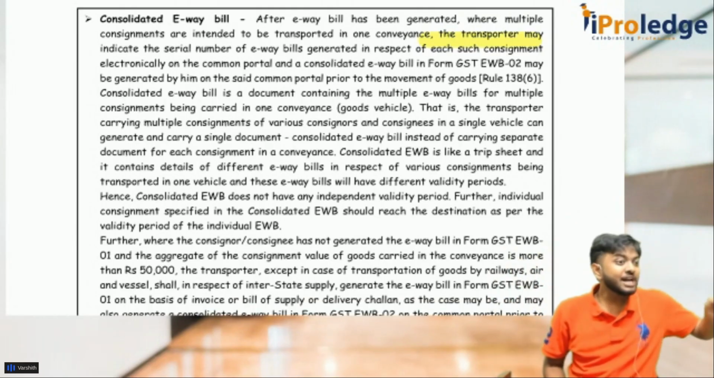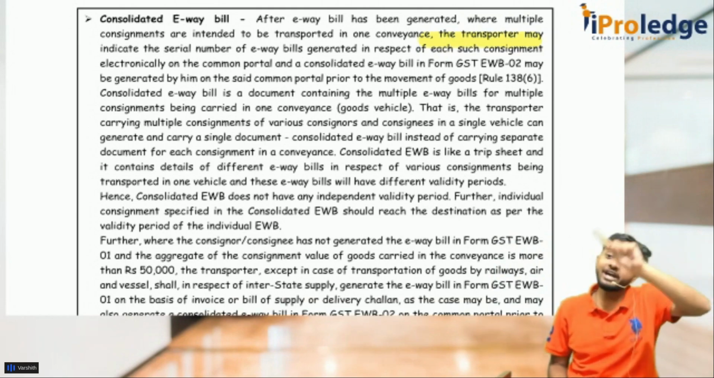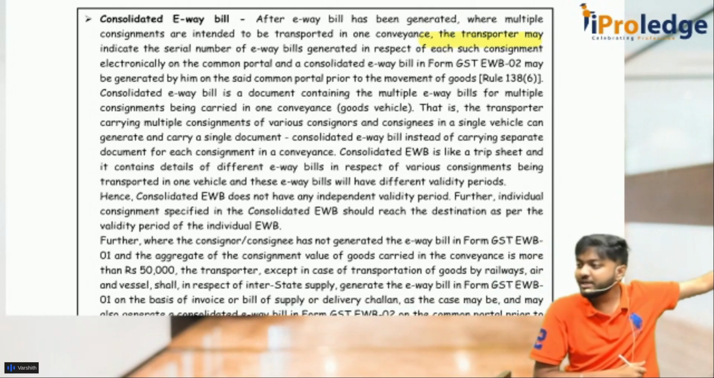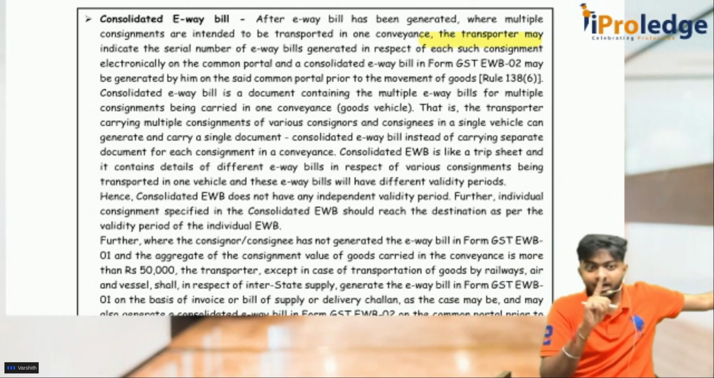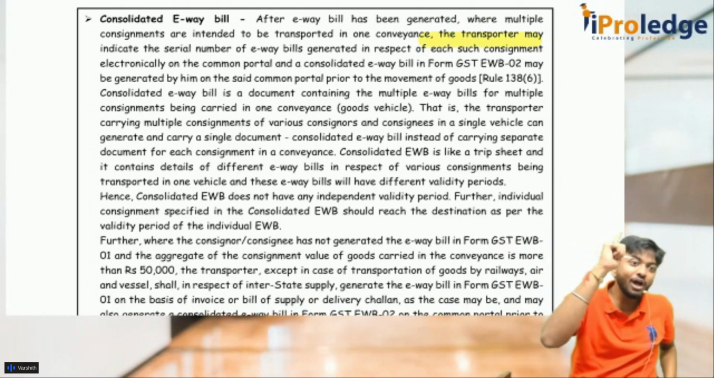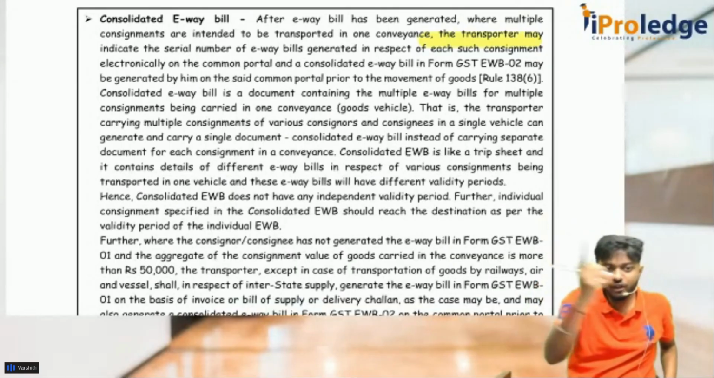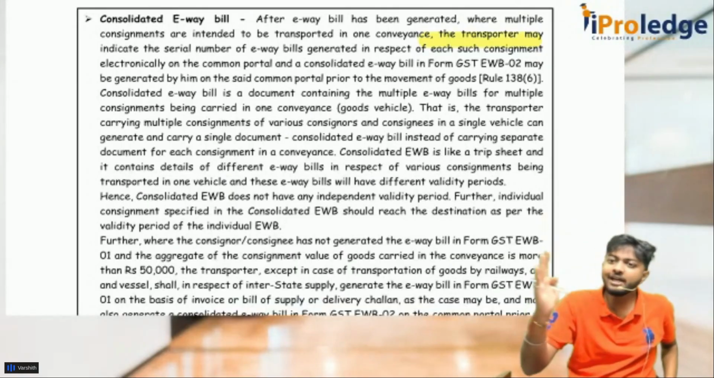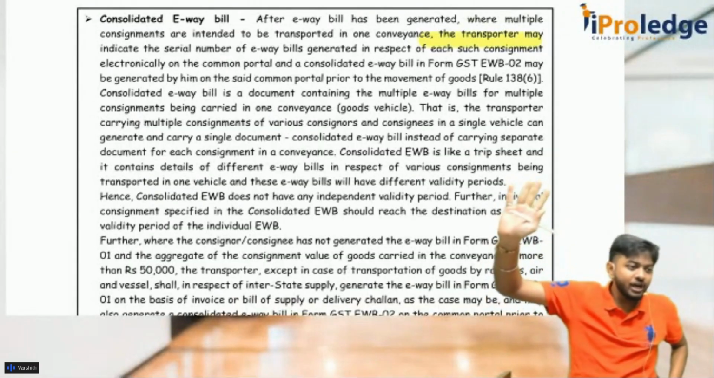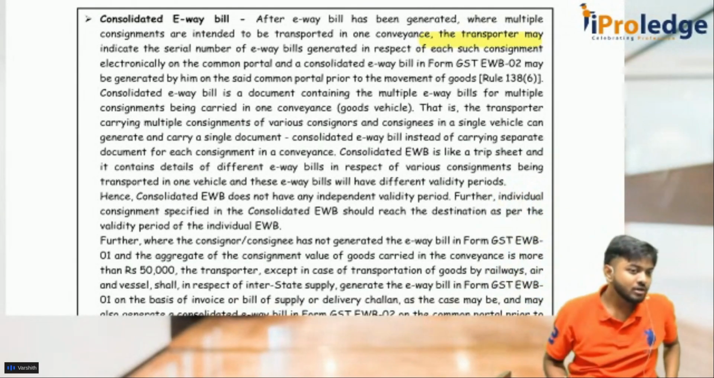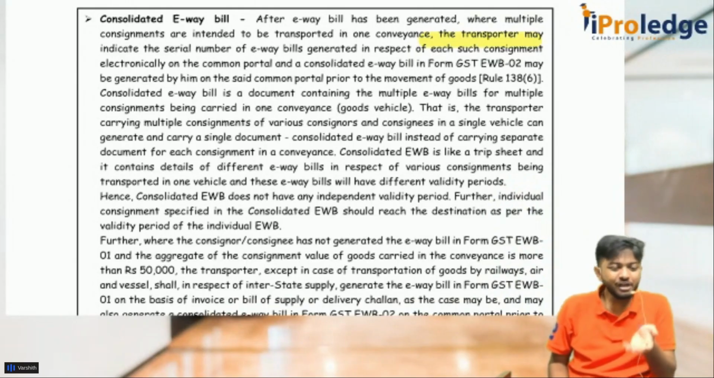So that is why, for transporters, we have given the benefit of generating a consolidated e-way bill, for all those consignments. Only for the transporter, not for others. The transporter can generate one consolidated e-way bill for all the goods, and he can carry it along with the consignment. Later, if an inspector asks, he can show this consolidated e-way bill. For him it is allowed. Others have to do it separately. For the transporter, we have given the benefit.